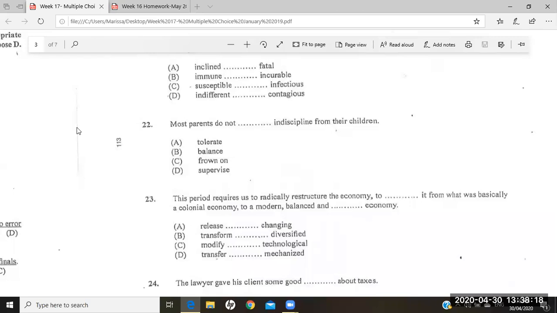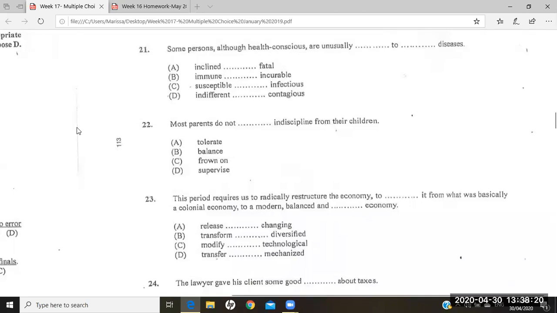So number 21 says, some persons, although health conscious, are unusually something to something diseases. So we're going to say the best answer is C, they're unusually susceptible to infectious diseases. So number 21 is C. Very good. Number 22, most parents do not something indiscipline from their children. So what's your answer, Reagan? Very good, it is A. So most parents do not tolerate indiscipline from their children.